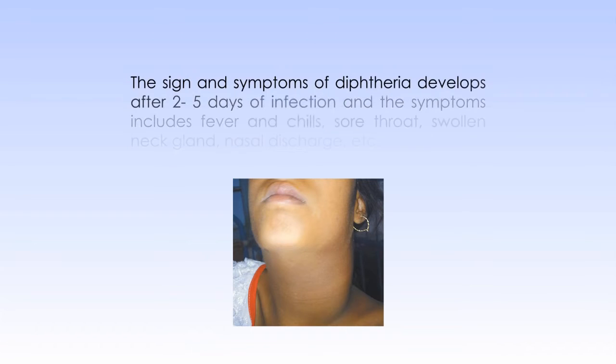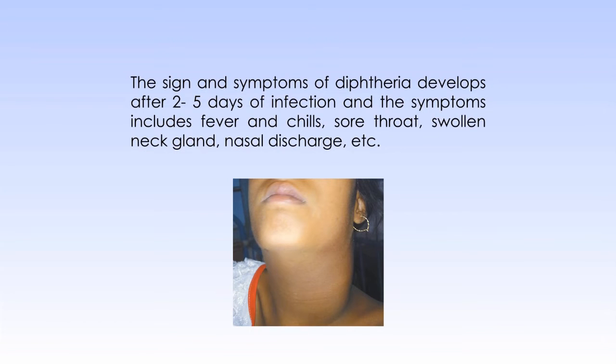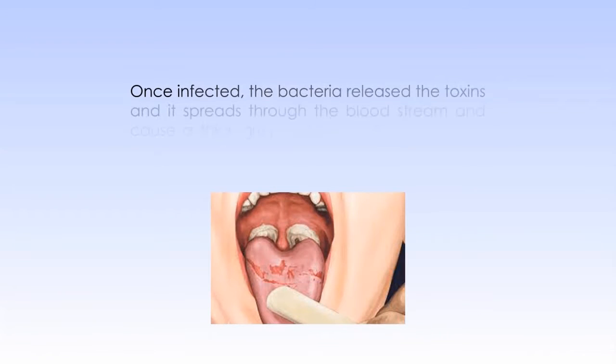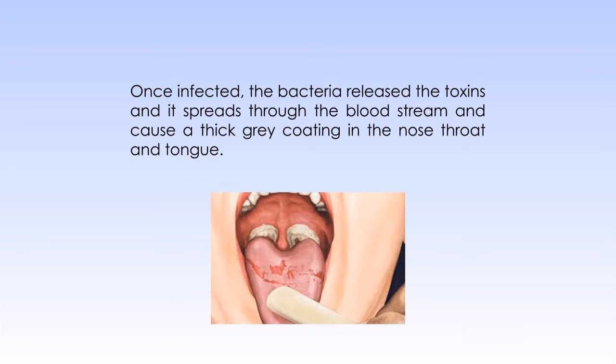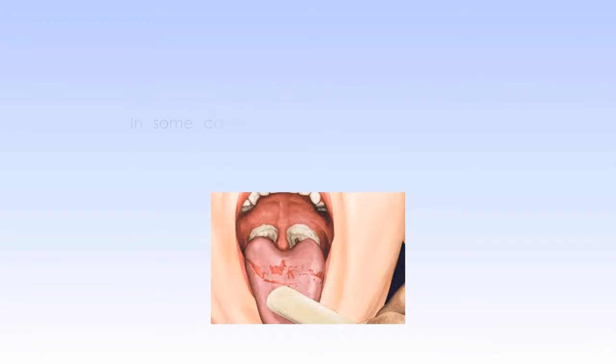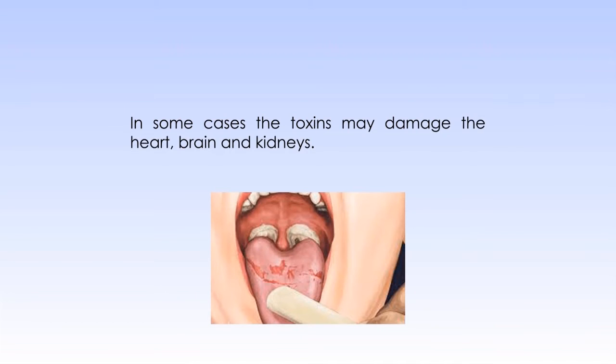The signs and symptoms of diphtheria develop after 2 to 5 days of infection, and the symptoms include fever and chills, sore throat, swollen neck glands, nasal discharge, etc. Once infected, the bacteria release the toxin, which spreads through the bloodstream and causes a thick grey coating in the nose, throat and tongue. In some cases, the toxins may damage the heart, brain and kidneys.